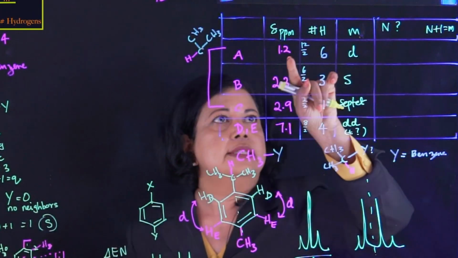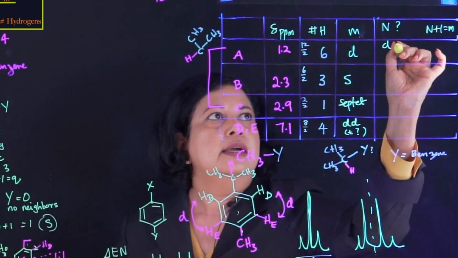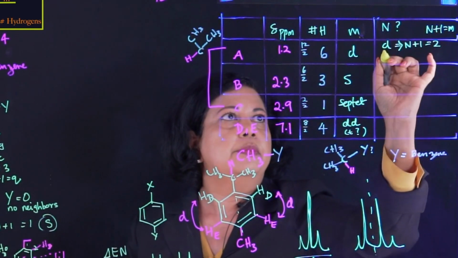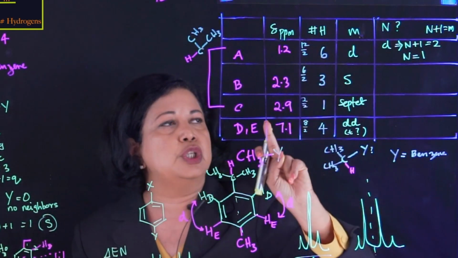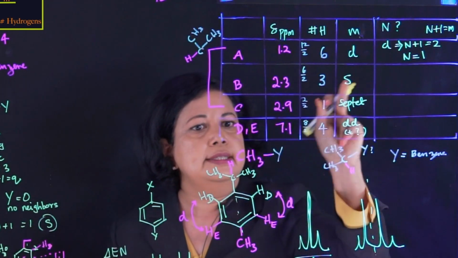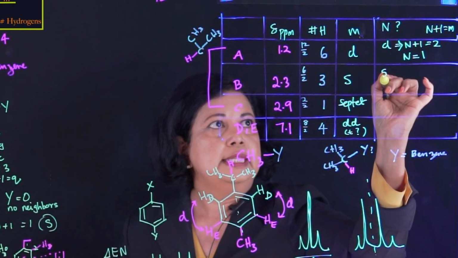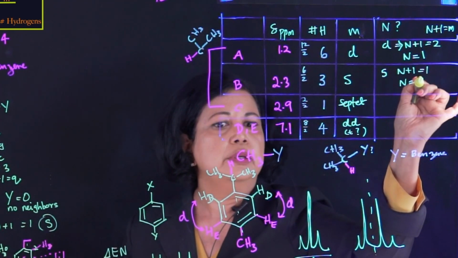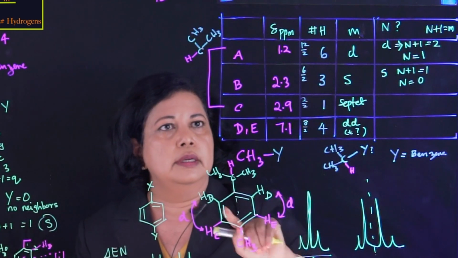And over here, let's complete this. So here you have a doublet, therefore n plus 1 is going to be 2. Therefore, n is going to be 1. So all these 6 hydrogens have one neighbor. And over here, you have a singlet, 3 hydrogens, and that is going to be a methyl group. So singlet, that means n plus 1 is 1, n is 0. You can see there are no neighboring hydrogens here on this carbon.